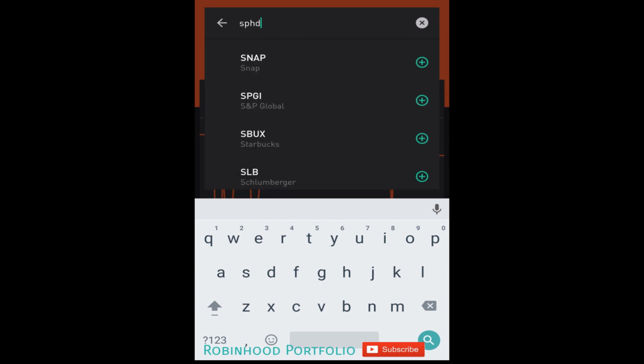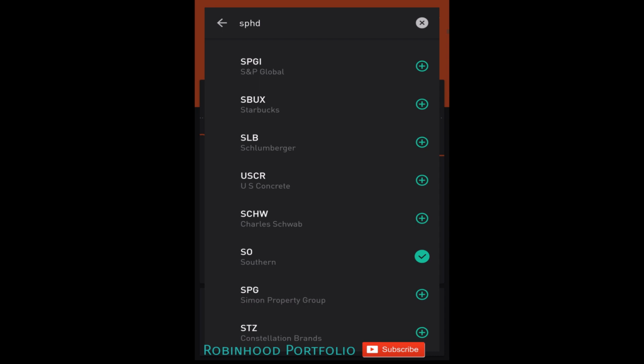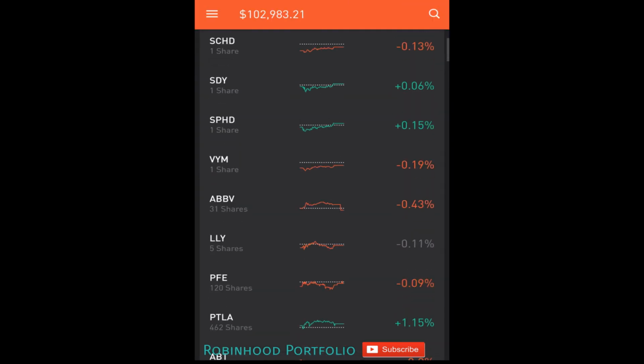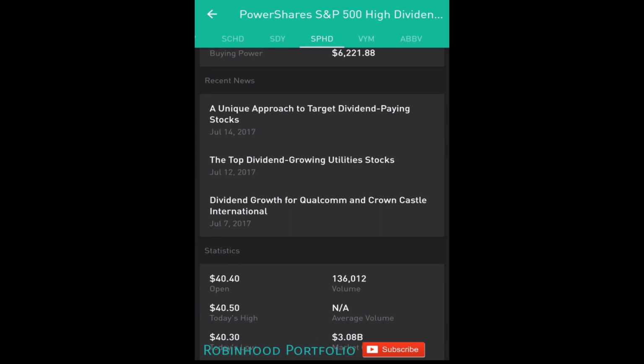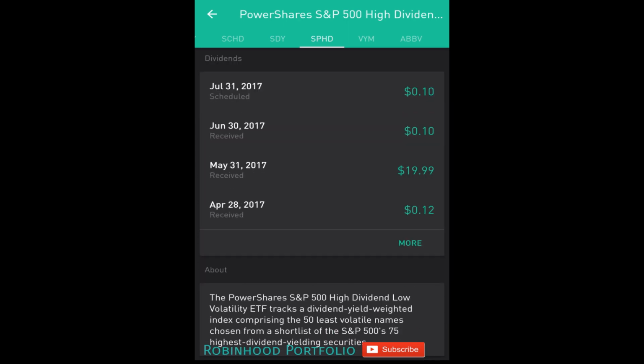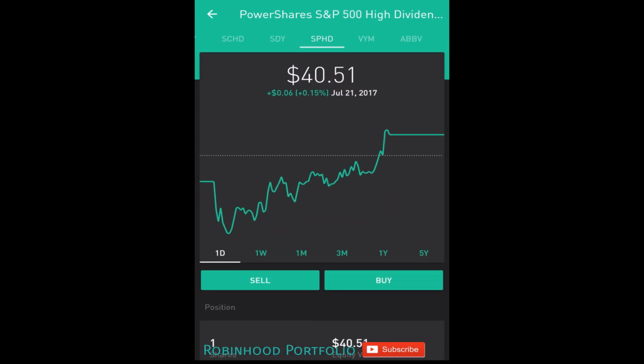If we can find it here, let's just go to my portfolio. I only have one share on Robinhood, but I do have a large holding of this in my E-Trade account. This is an S&P 500 fund as well, but it is a low volatility ETF. So the beta on this one is actually 0.70. It is less than the S&P 500 volatility. So the up and down price in this particular stock is much less than the underlying index, the S&P 500 index.